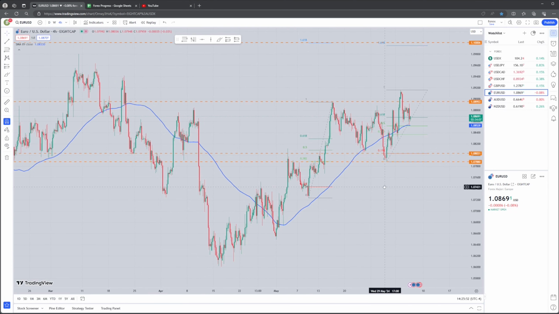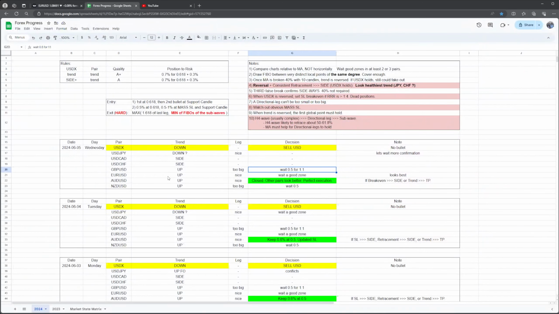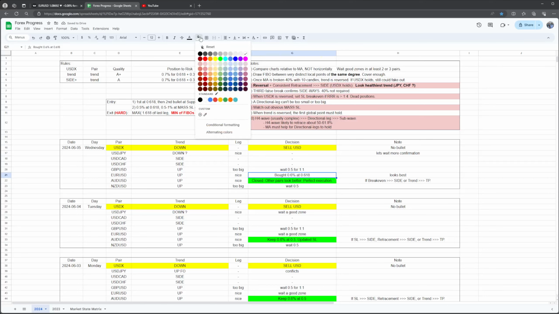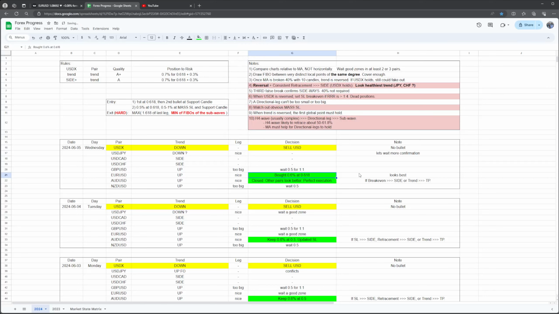Okay, so let's write it down. Euro USD trend is up, leg size is nice, and I bought 0.6% at 0.618. So I entered the good zone, I detected the trend, that's a perfect execution on my part. Okay, now let's analyze the Aussie.